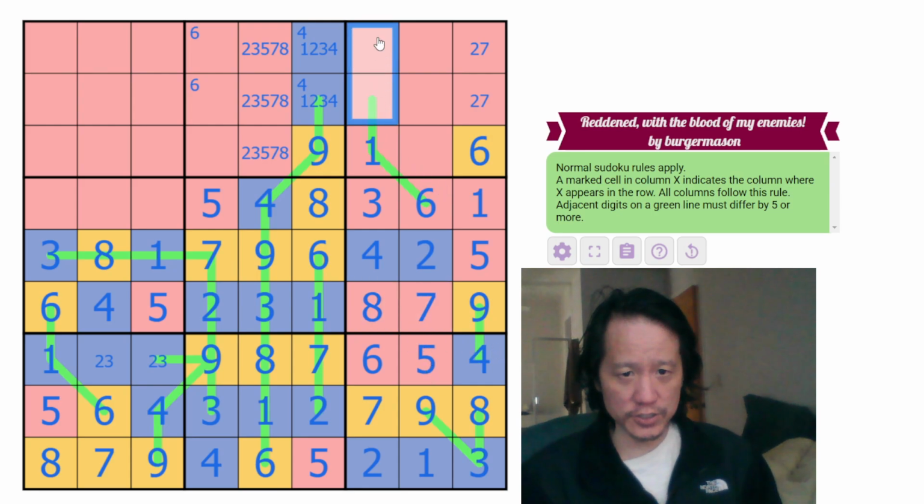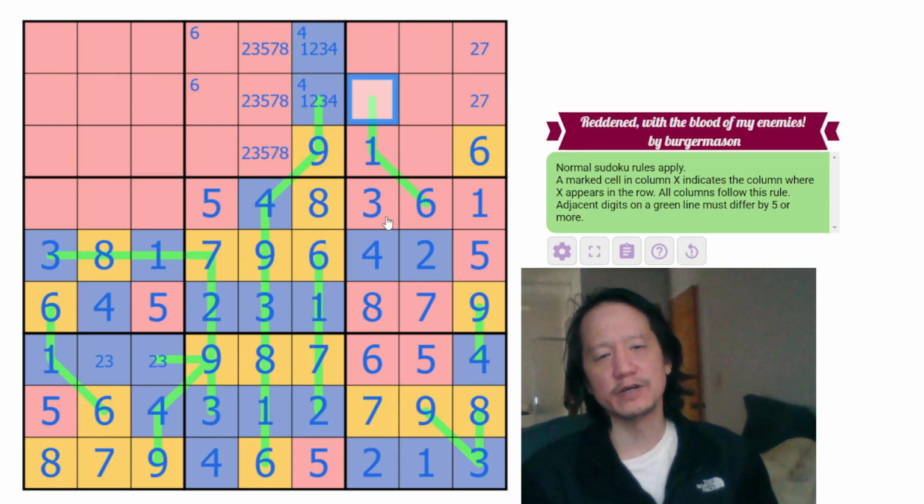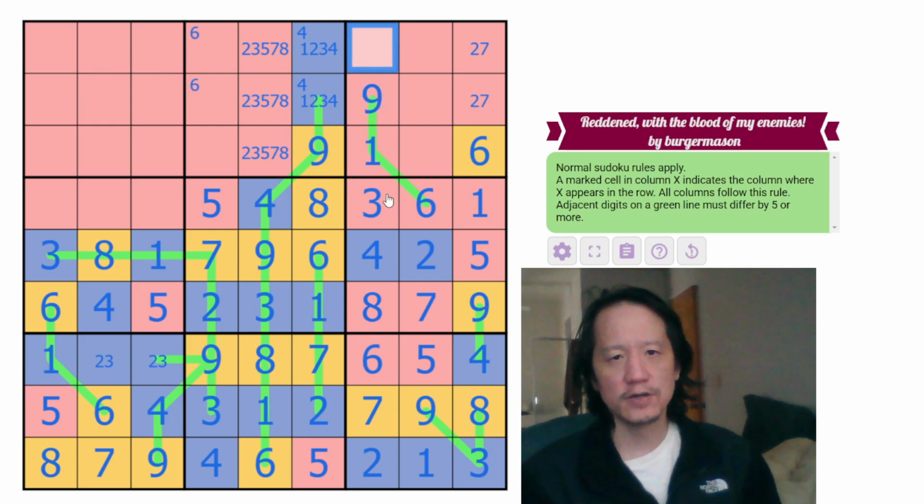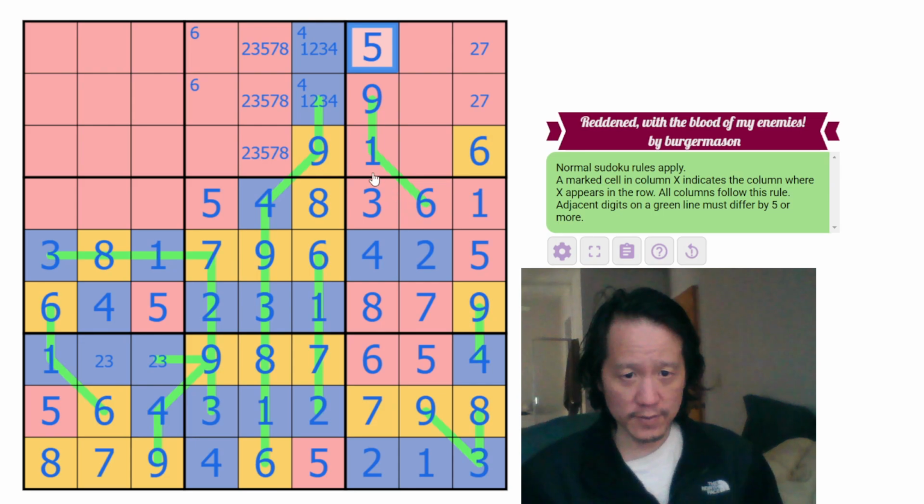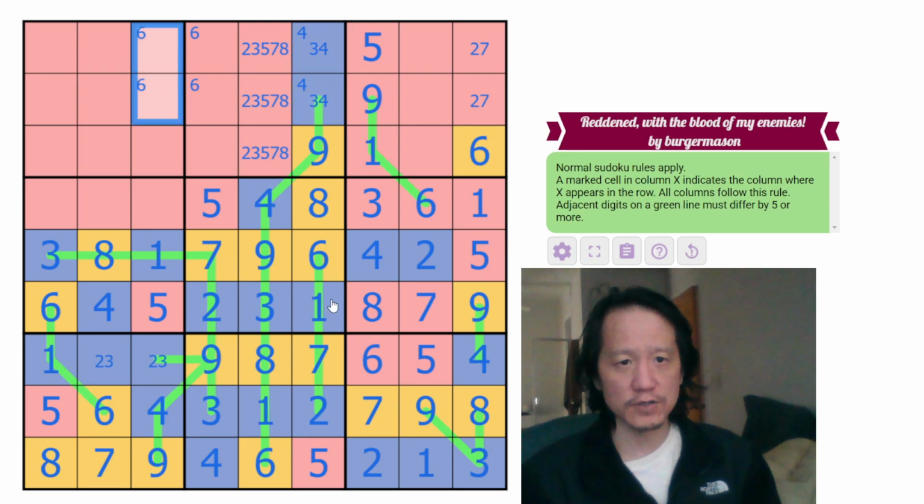The remaining digits are 5 and 9 here. And 5 can never be on a German whisper line, so this is 9, which makes this 5. This can't be 1 or 2, so this now must be 3 or 4, which means 6 has to be one of these two cells.